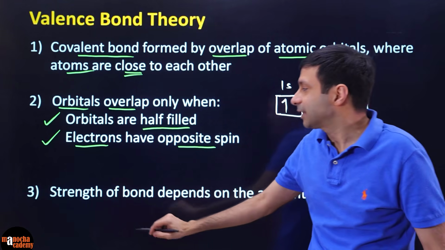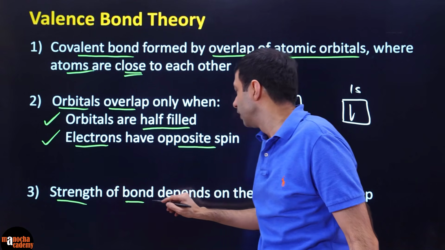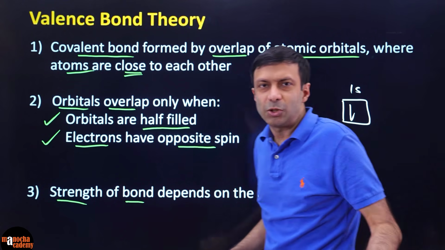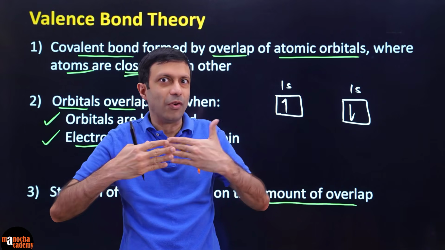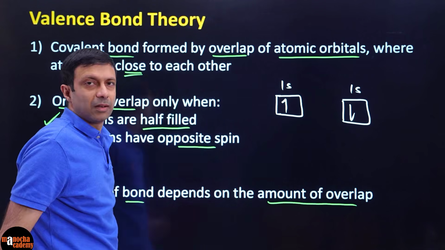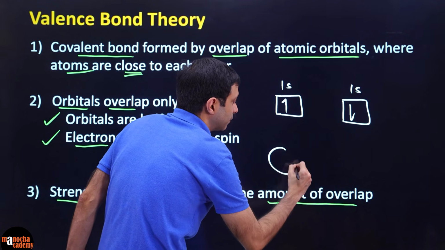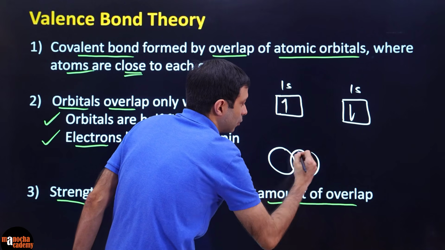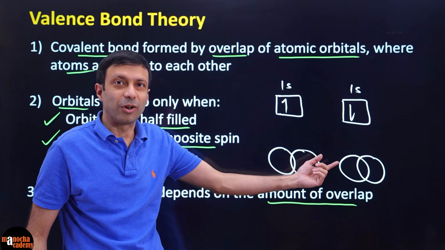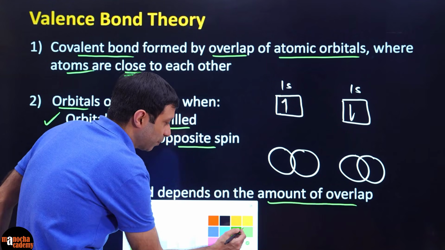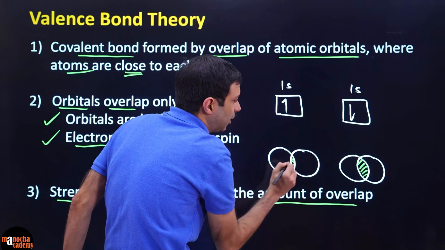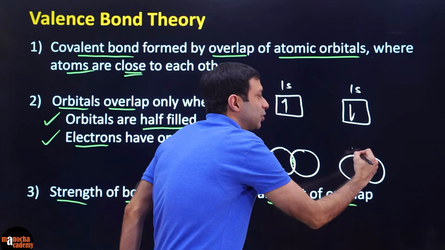The third point tells us that the strength of the bond depends on the amount of overlap. So this one makes sense, that if you have more overlap between the orbitals, right? So if you have greater overlap, let's say I show the orbitals like this circle here. So will this bond be stronger or this bond? Which bond do you think is going to be stronger? Definitely this bond is going to be stronger because there is more overlap. Here there is only a little bit of overlap. This is going to be the stronger bond.